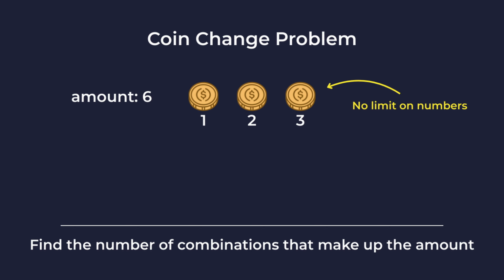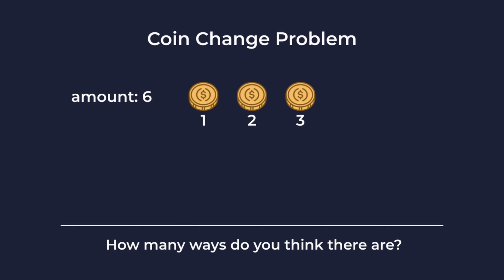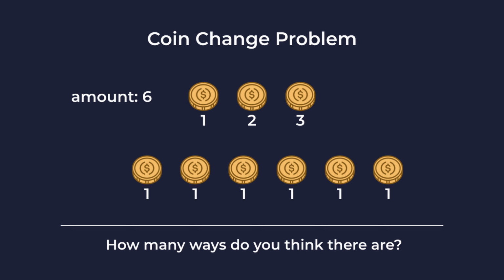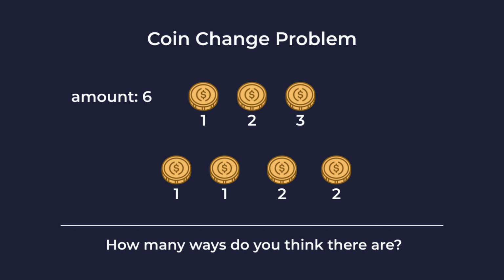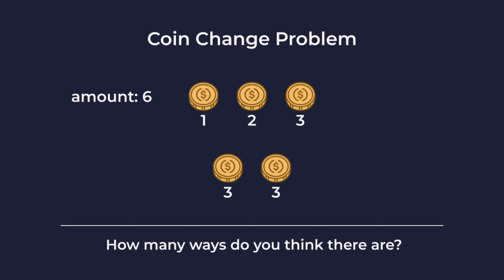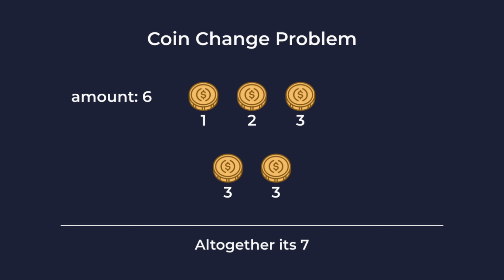Take coins 1, 2, 3, and an amount of 6. How many ways do you think there are? Well, here are some. 6 ones, 4 ones and a 2, 2 ones and 2 twos, 3 ones and a 3, or 2 threes. Altogether, that's 7 different ways.